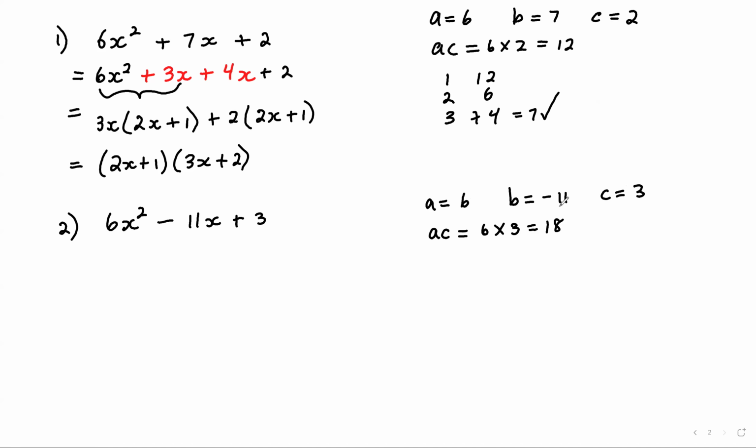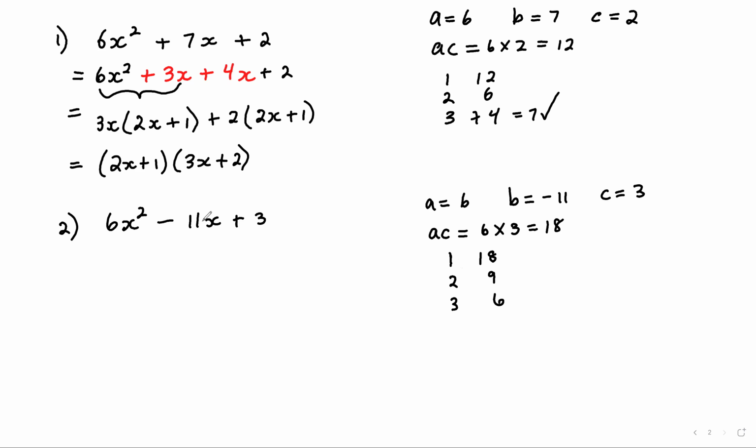And now I list the factors of 18, in the pairs that will multiply to give me 18. So that's 1 and 18, 2 and 9, or 3 and 6. Which pair here, guys, could give me negative 11? Which of these pairs, 1 and 18, 2 and 9, and 3 and 6, could give me 11? 2 and 9. Yeah, 2 and 9, right?